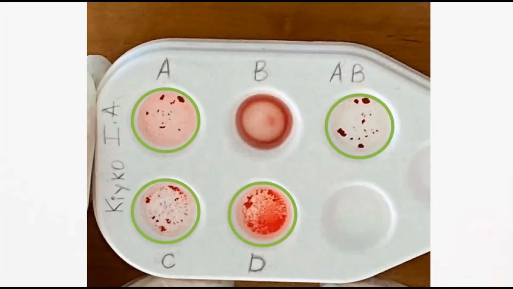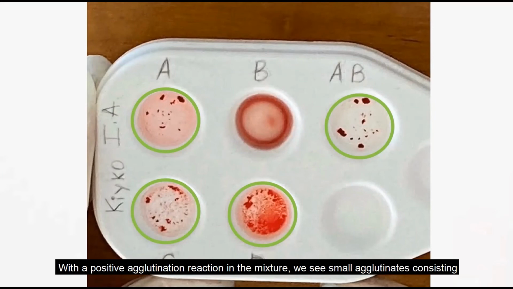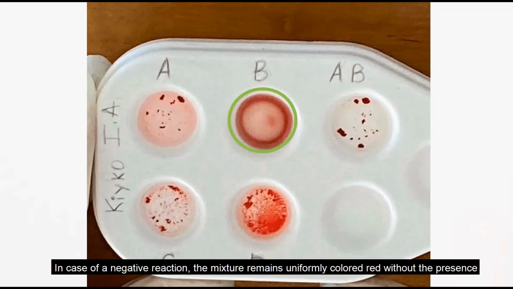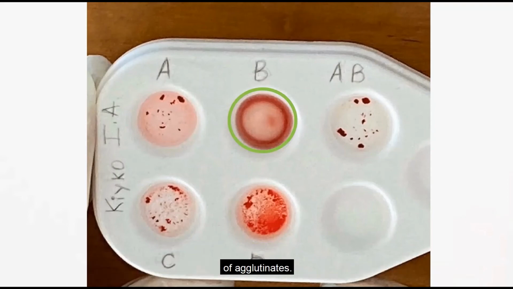With a positive agglutination reaction in the mixture, we see small agglutinates consisting of erythrocytes connected by antibodies. Small agglutinates gradually merge into large ones. In case of a negative reaction, the mixture remains uniformly colored red without presence of agglutinates.